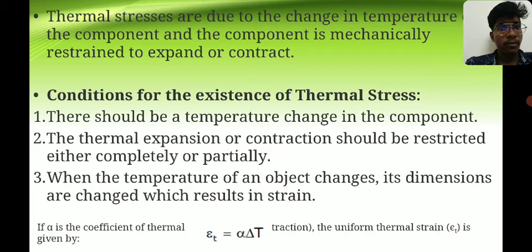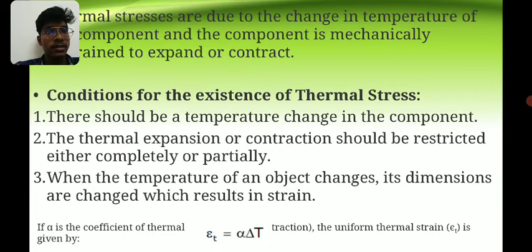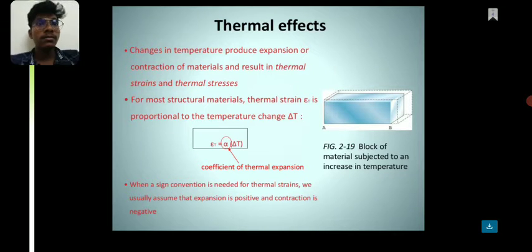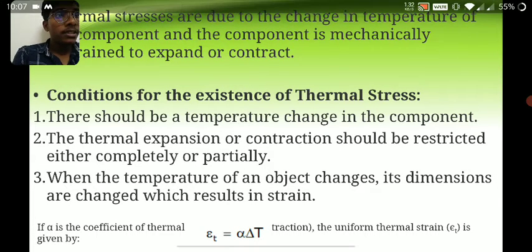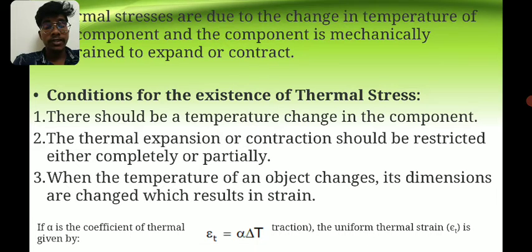When the temperature of an object changes, its dimensions are changed, which results in strain. If alpha is the coefficient of thermal expansion, the uniform thermal strain is given by strain is equal to alpha into temperature change delta T, alpha into delta T. So as we can see, the temperature is the main thing which acts in thermal stresses.